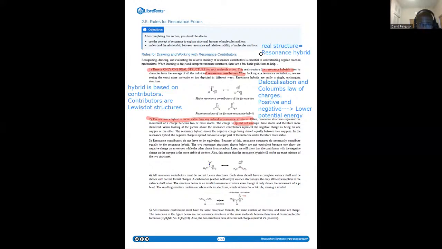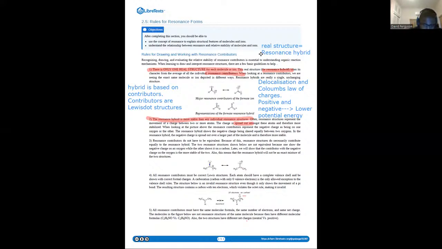more stable, when looking at the picture above. Resonance contributors represent the negative charges as being on one oxygen or the other. See, we're further explaining that main idea of it being delocalized, of it being more stable than any individual resonance structure. We're further developing that main idea from the first sentence. On the resonance hybrid, the negative charge is spread out. See, we're still rehashing that same idea of delocalization.